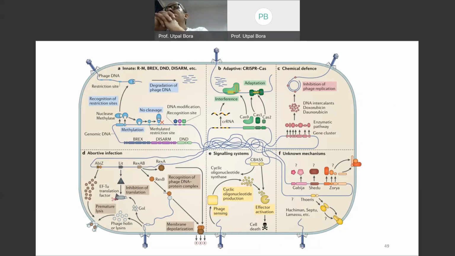And then you have certain chemical defenses, where you have inhibition of phage replication, DNA intercalation, and enzymatic pathways. Then there are abortive infections that you have seen, where a kind of suicidal phenomenon takes place due to the altruism of the bacterial population to save the community. Then you have the signaling system, CBASS, and of course there are many other unknown mechanisms, apart from preventing adsorption of the phage molecules onto the bacterial surface.